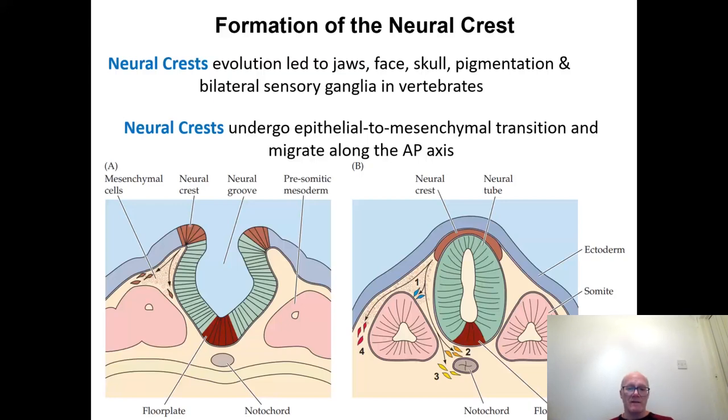These neural crests are also important in development because they are responsible for the development of the peripheral nervous system, but also different elements of the skull and the bones of the face, for instance, as well as the pigmentation of the body. Those cells are produced along the anterior-posterior axis while the neural tube is formed.